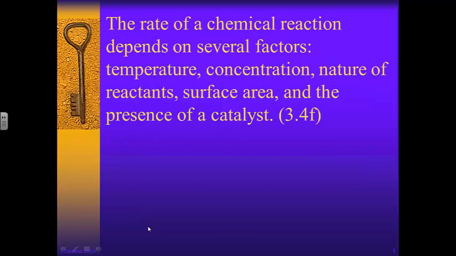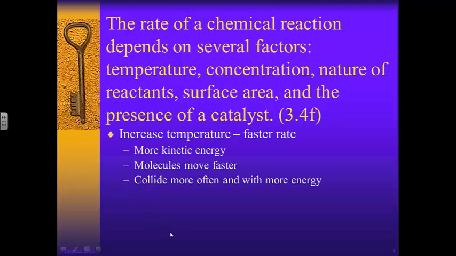The rate of a chemical reaction depends on several factors: temperature, concentration, nature of the reactant, surface area, the presence of a catalyst, and pressure if there's a gas. We discussed each of these in length in the unit. We'll review them now. An increase in temperature will produce a faster rate. There's more kinetic energy, therefore the molecules move faster, and they collide more often and with more energy.